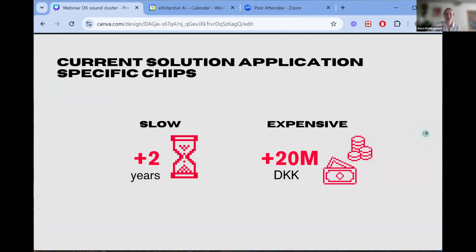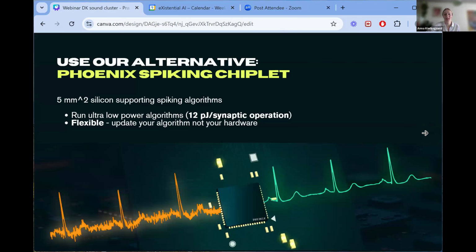So our solution is that we are making a chip that is optimized for some specific brain-inspired algorithms that allow you to run really low-power algorithms at the edge. And it's flexible, so you can update your algorithms and not your hardware.